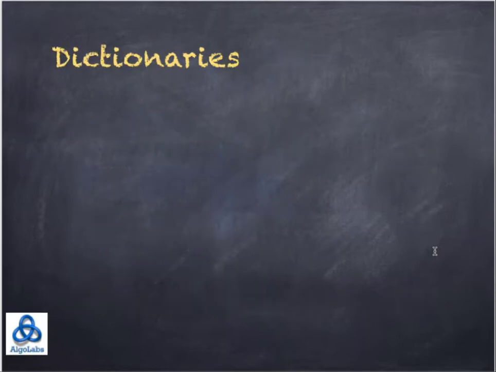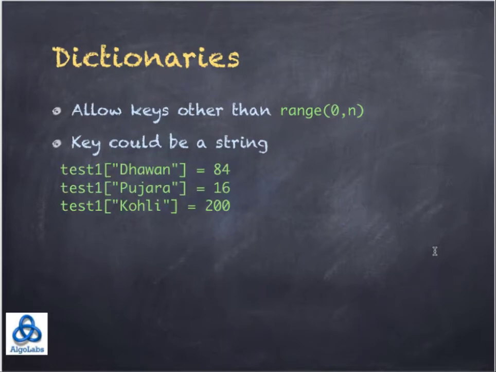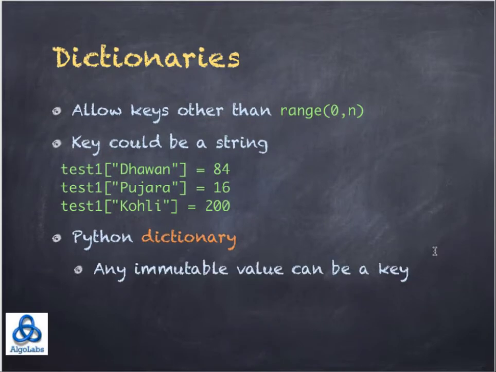So this allows us to generalize sequences to get something called a dictionary. So a dictionary is like a list, except it allows us to use a more general notion of keys, not just the list of values from 0 to n minus 1, which are the positions. In particular, the key could be a string. So if we want to record the scores of cricketers, for instance, we can use a dictionary and use the name of the cricketer as the key. So we can associate a score with Dhawan, with Pujara, and with Kohli. And this kind of data structure is called a dictionary in Python.